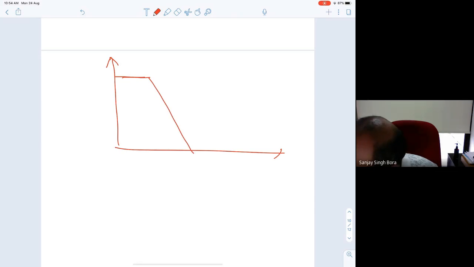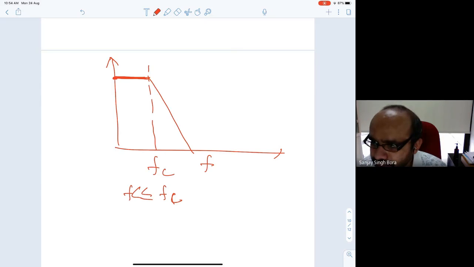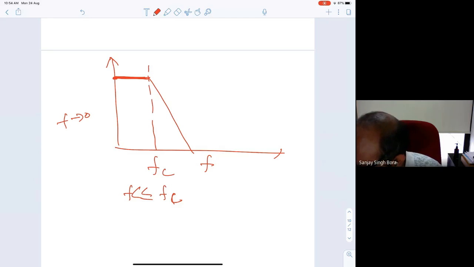This is my corner. I said that this plateau level amplitude is the same for f less than fc. For f less than fc, this amplitude is giving you M0. So whether you take it at f equal to 0 or at f less than fc is also fine.